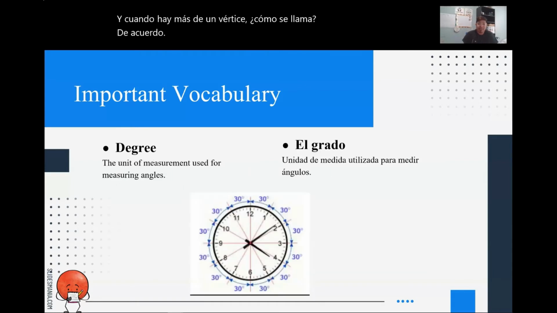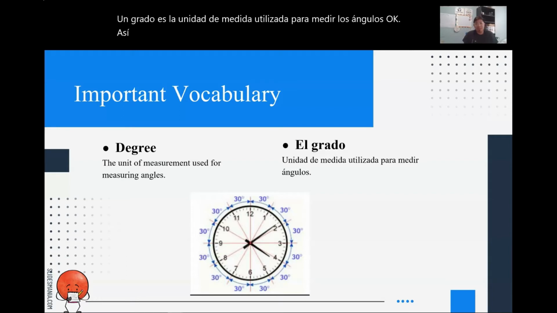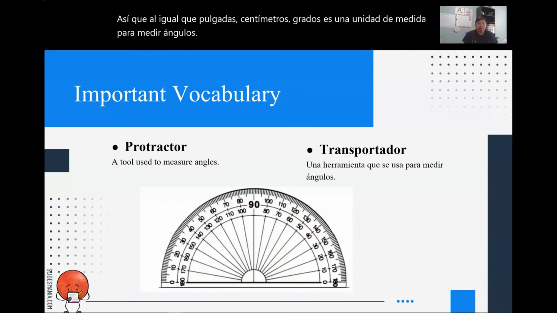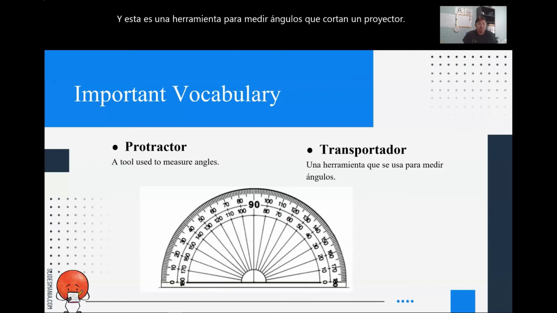A degree is the unit of measurement used for measuring angles. Okay. So just like inches, centimeters, degrees is a unit of measurement for measuring angles. And this is a tool to use to measure angles, which is called a protractor. Okay, a protractor is a tool that measures angles.